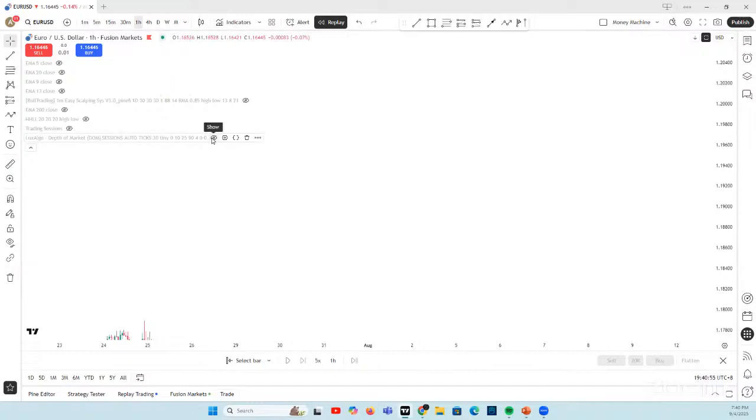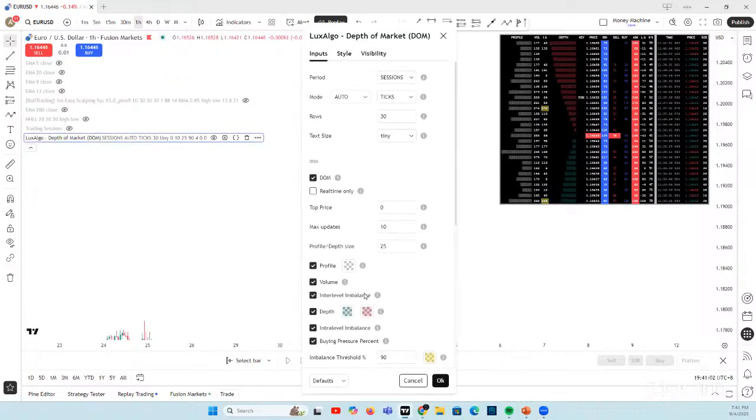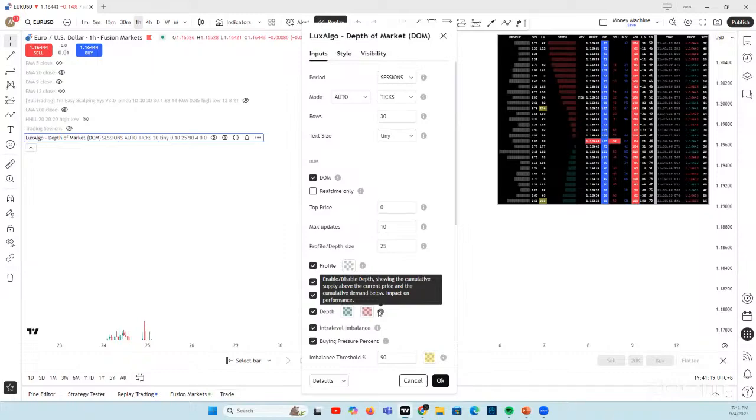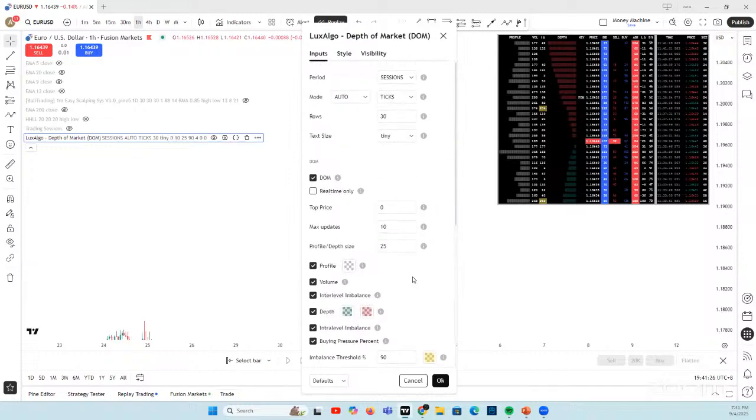and then it will look like this. There, nothing to do anymore. It's in default. If you want to change the settings, it's up to you. You want to change the colors, okay? For example, green. You can always check this eye here for information. Enable, disable depth, showing cumulative supply above the current price and the cumulative demand below. Impact on price. You can always do this, but for me, I'm just leaving it as it is. Okay, I'm not doing anything. It's just in default. No need to do.